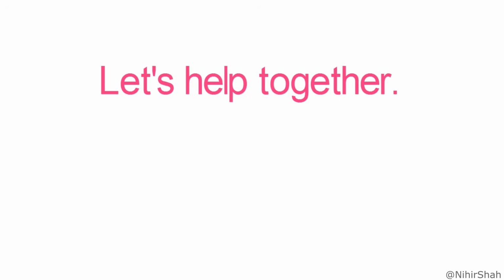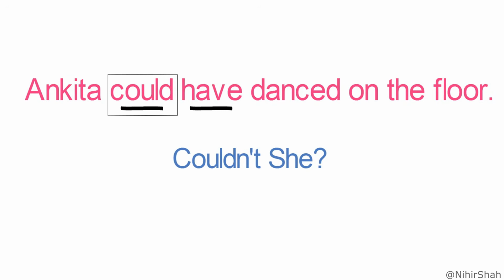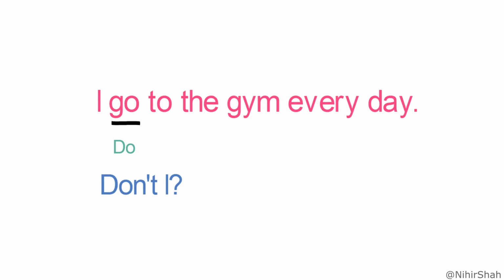Let's help together. Here, the word let has come. So generally, we will be using the question tag shall we. So remember, whenever a sentence starts with let's, generally we will use shall we and we won't be following our steps. Through these examples, I hope you would have got a good understanding of how to create a question tag.